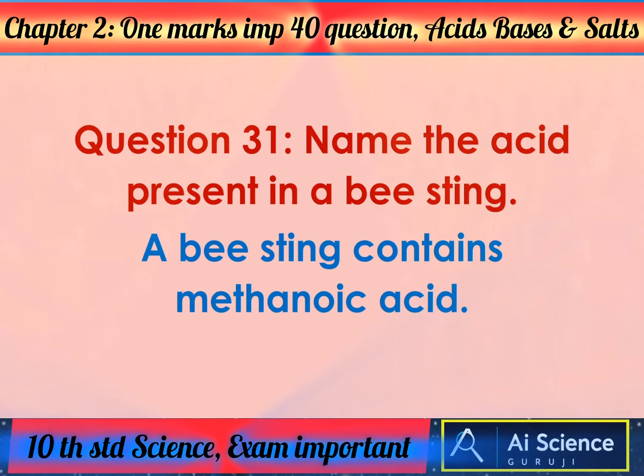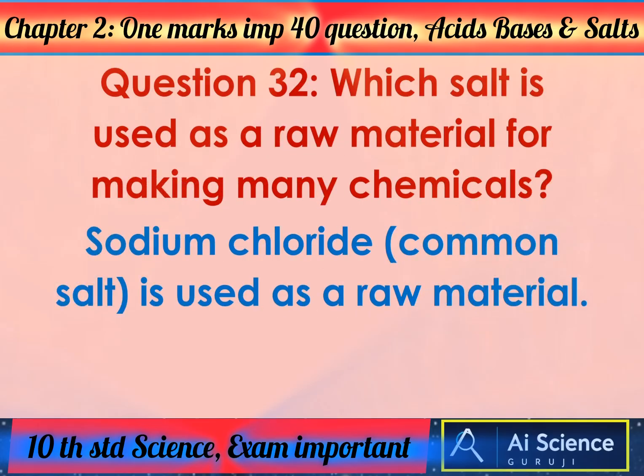Question 31. Name the acid present in a bee sting. Answer 31. A bee sting contains methanoic acid. Question 32. Which salt is used as a raw material for making many chemicals? Answer 32. Sodium chloride, common salt, is used as a raw material.